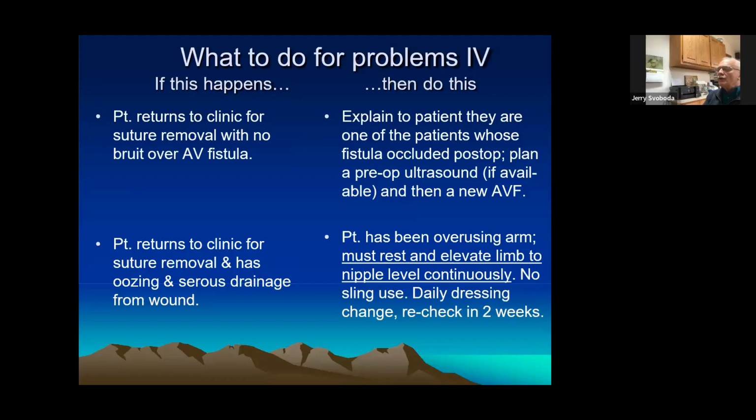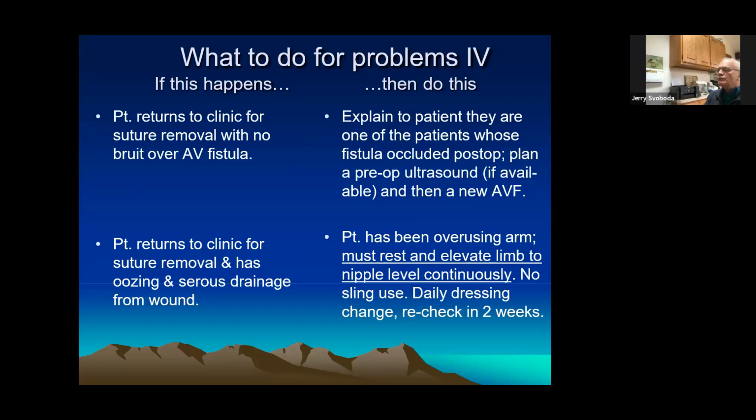Removing the clot from a native vein AV fistula is usually not going to work to get it going unless you're still in the theater. What do you do if the patient returns to the clinic for their suture removal and they have significant oozing and serous drainage from the wound?